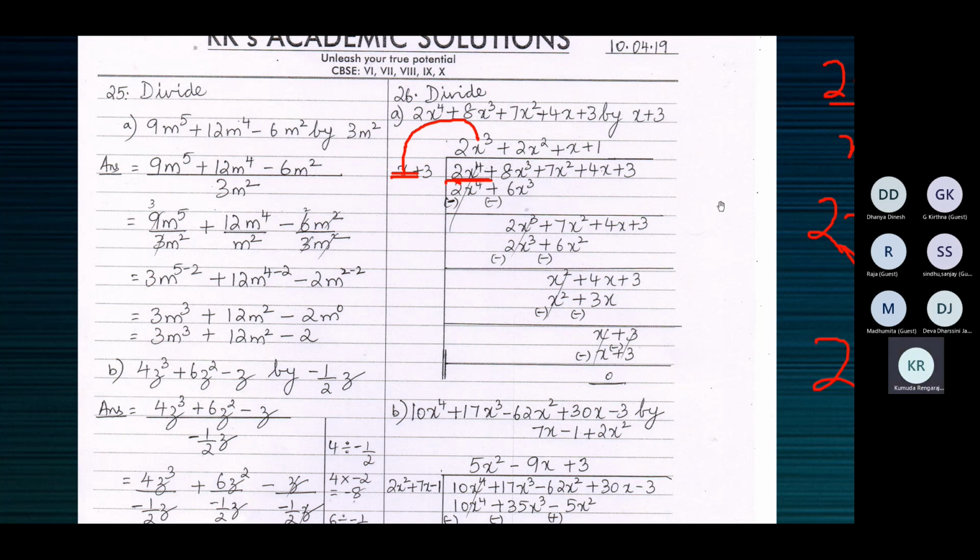Like when you take the numbers 42 and 6, 6 sevens are 42. So don't we say 6 is a factor of 42, or 42 is a multiple of 6?